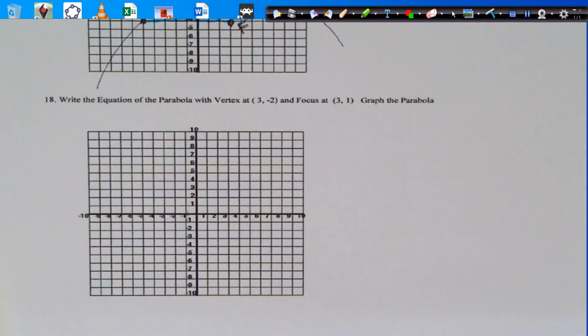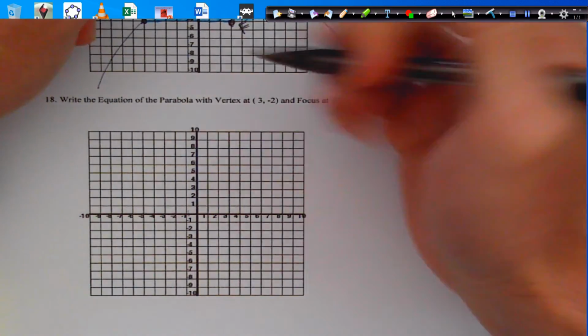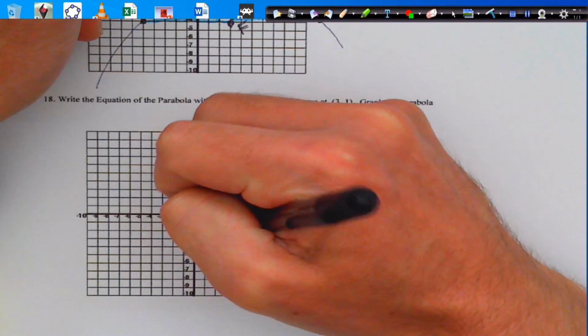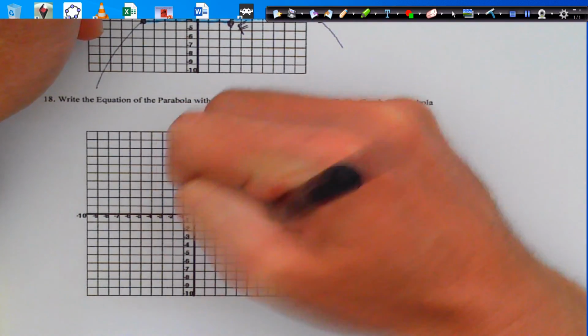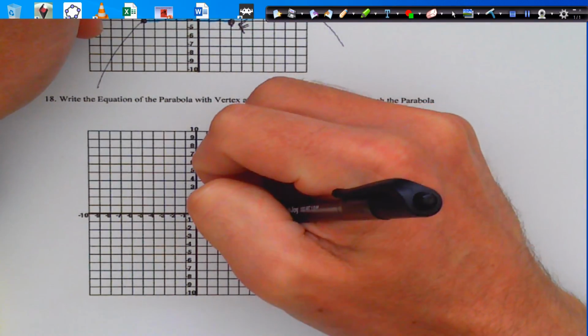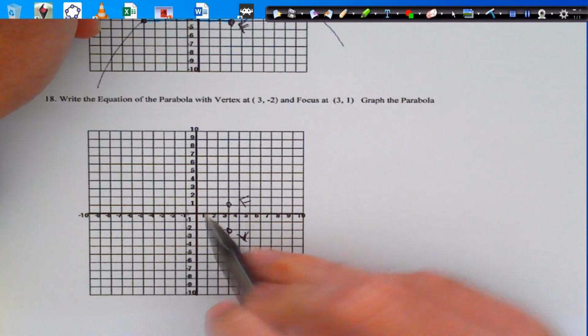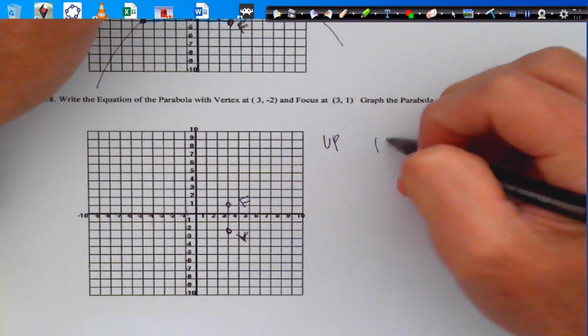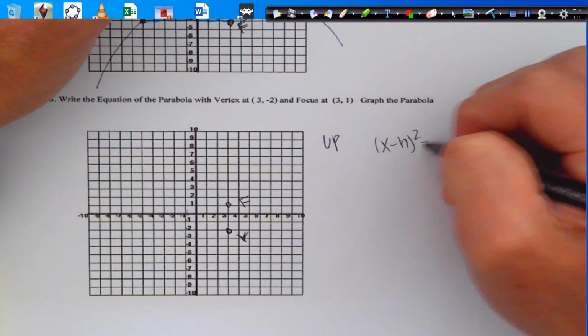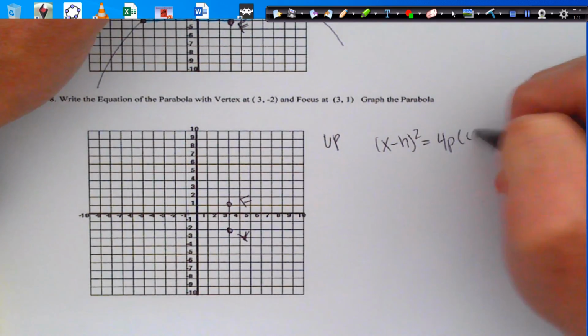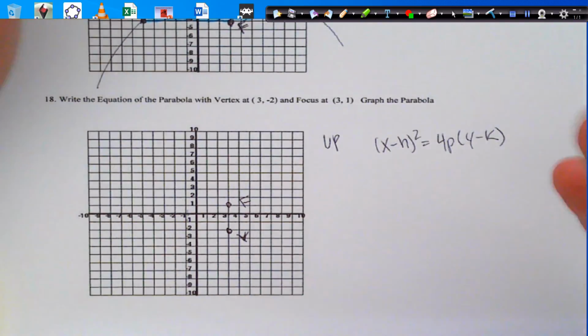Write the equation of a parabola with a vertex and a focus. So these are actually even easier to do. So we just go 3, -2. There's my vertex, and the focus is at 3, 1. Okay, so because the focus is above, we know this is going to go up. So I'm going to use the formula x minus h squared equals positive 4p times y minus k. Just got to plug everything in.